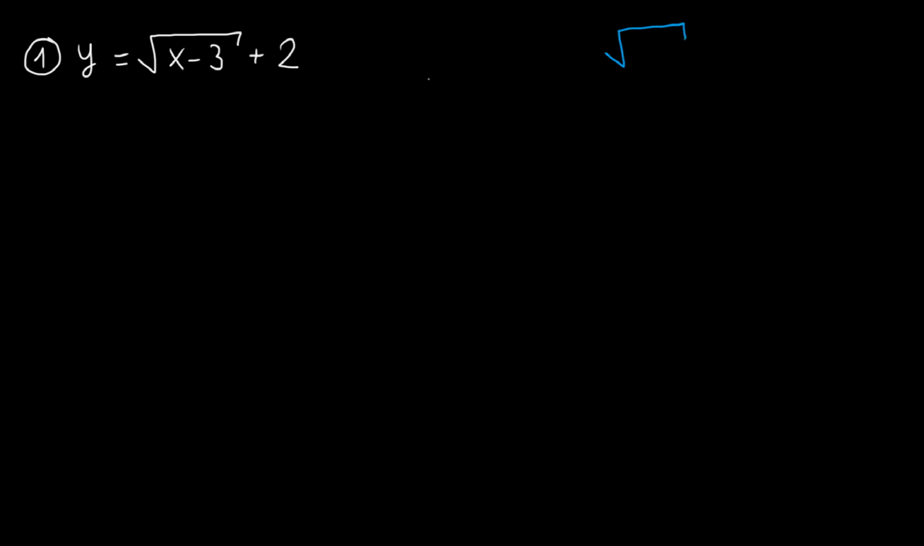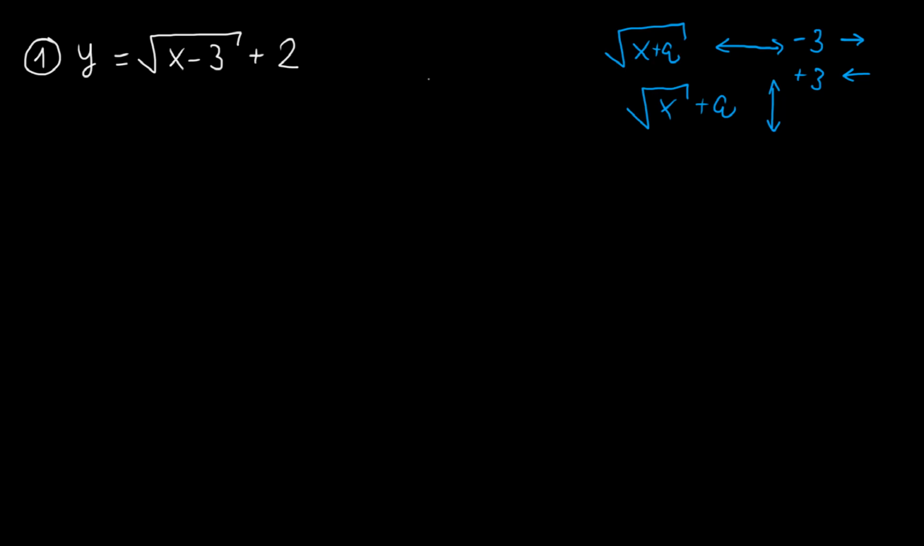The number that is inside dictates whether the function is shifted towards the left or to the right. And the number that is outside the square root dictates if the function is shifted up or down. Specifically, if we have, for example, minus 3, the function is shifted towards the right. And if there is, for example, plus 3, the function is shifted towards the left, of course, by 3.